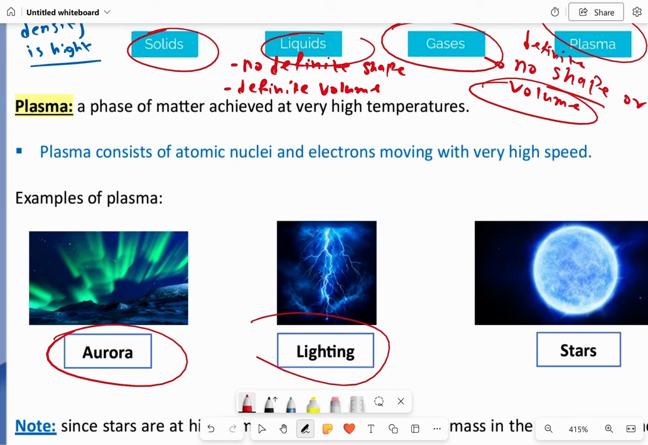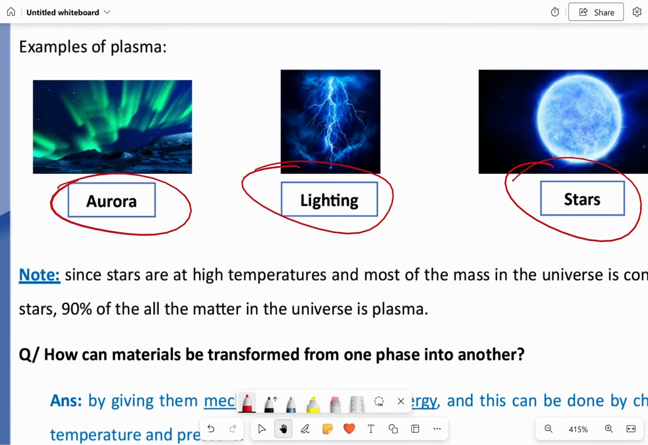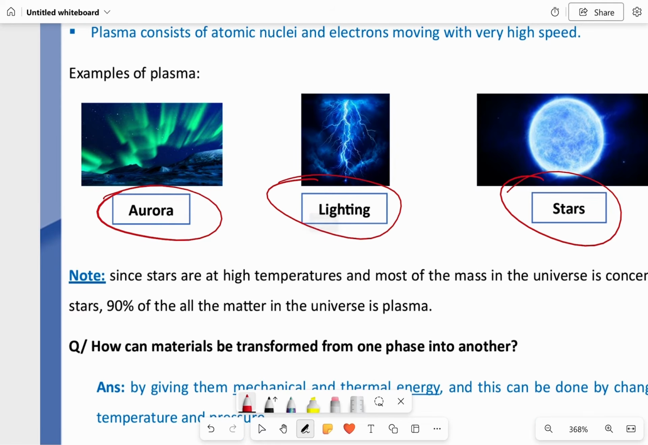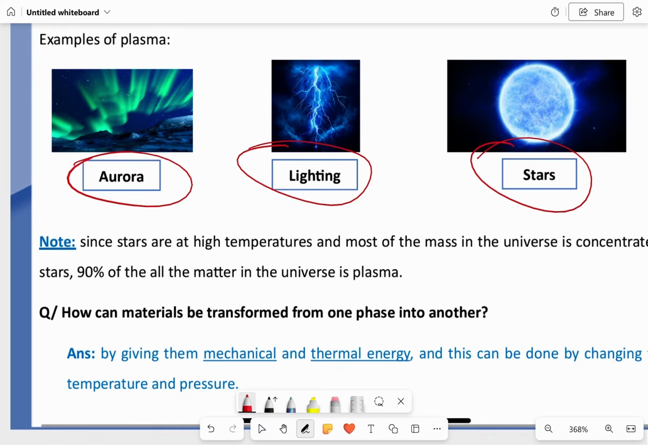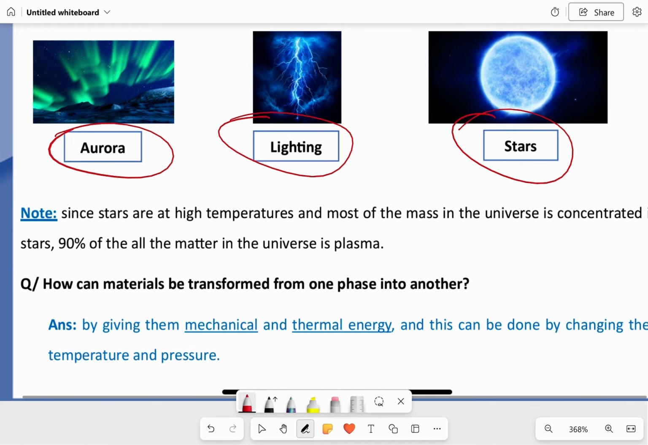You have lightning, which is in the state of plasma. And you have stars. Most importantly, stars are in the state of plasma. The phase of stars is plasma. And since the mass of the universe is mostly concentrated in stars, most of the universe is in a state of plasma phase, okay?